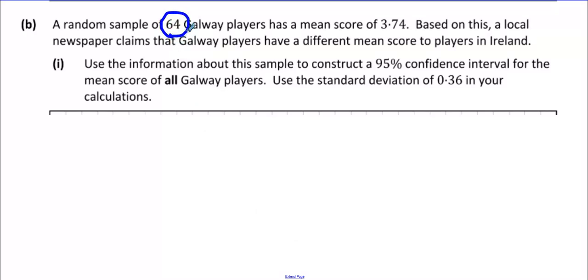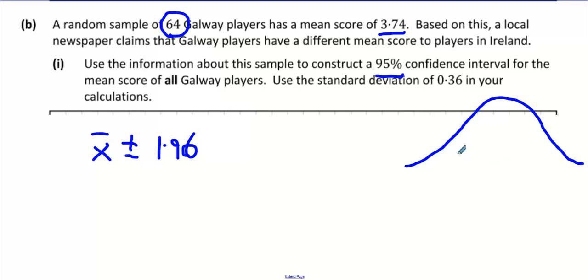A random sample of 64. It's a sample of many scores, not one score, yeah. It has a mean score of 3.74. Based on this, a local newspaper claims that Galway players have a different mean score from players in Ireland. Construct a 95% confidence interval. See the 95% confidence interval? It's your mean plus or minus 1.96. Why is it 1.96? Can anybody tell me?